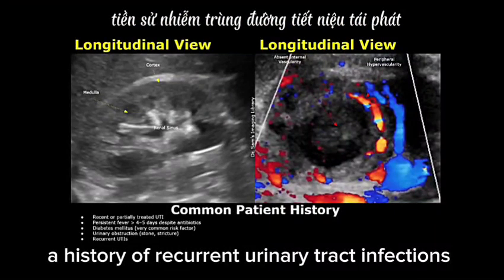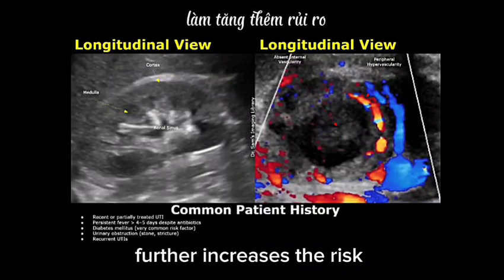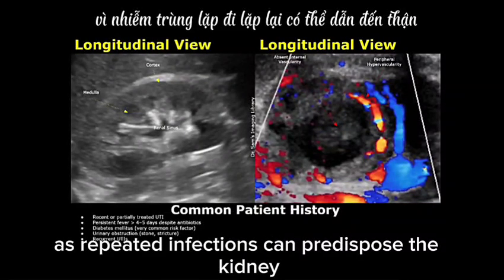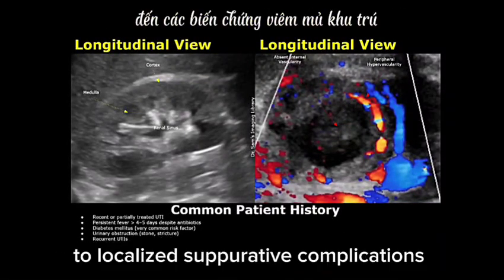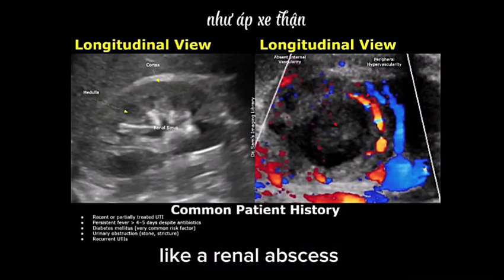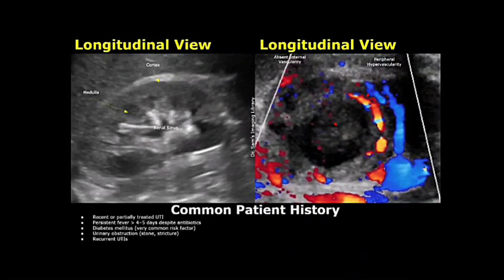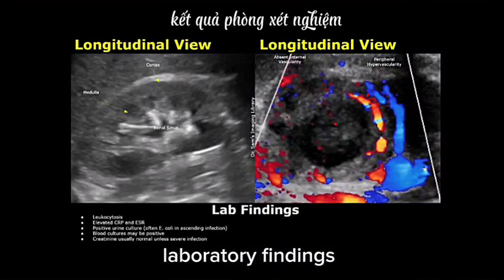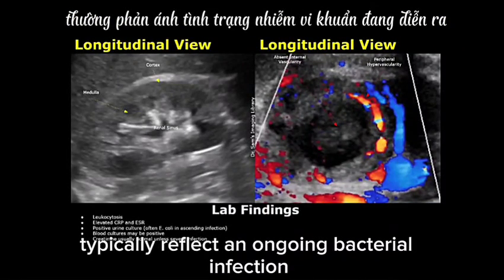A history of recurrent urinary tract infections further increases the risk, as repeated infections can predispose the kidney to localized suppurative complications like a renal abscess. Laboratory findings typically reflect an ongoing bacterial infection.